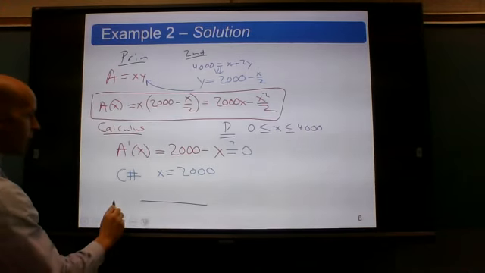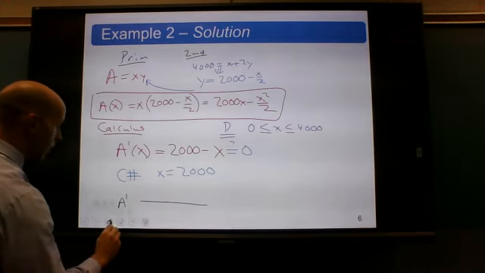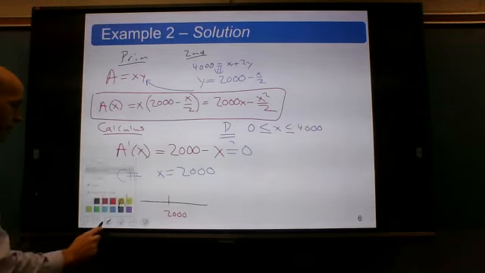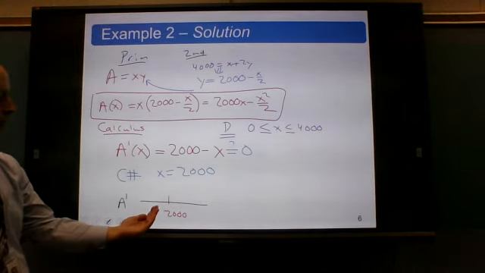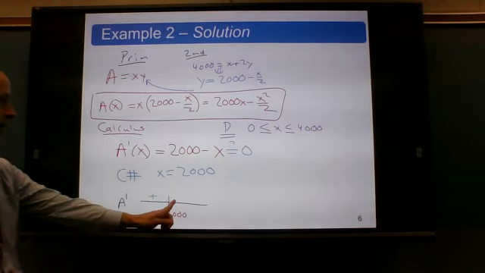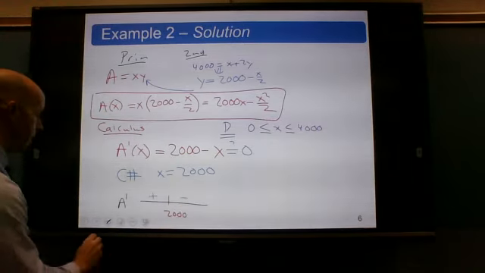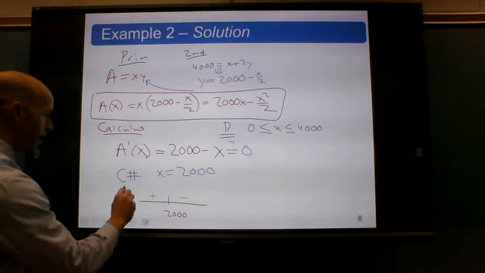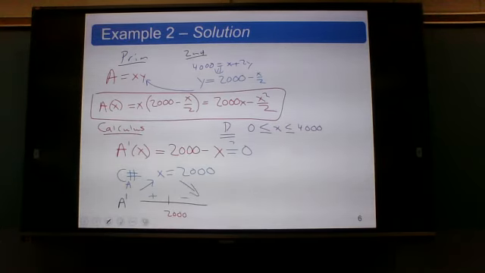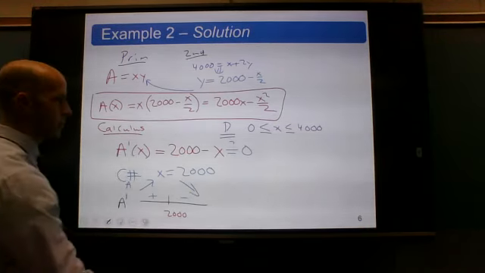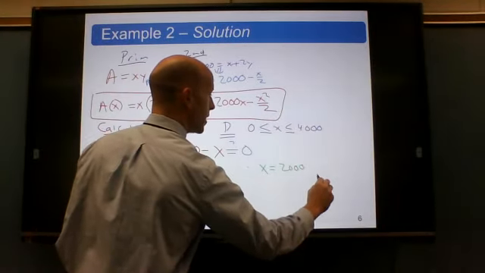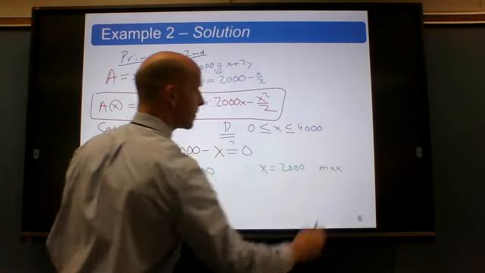So if this line represents A prime, the only critical number on it is 2,000. Let's look at some numbers to the left and to the right. If I pick any number less than 2,000 and subtract, that's going to be positive. If I pick any number to the right, that's going to be negative, which tells us that A is increasing on this side and decreasing on that side. Now we can draw our conclusion. Therefore, x equals 2,000 is going to give us our max.